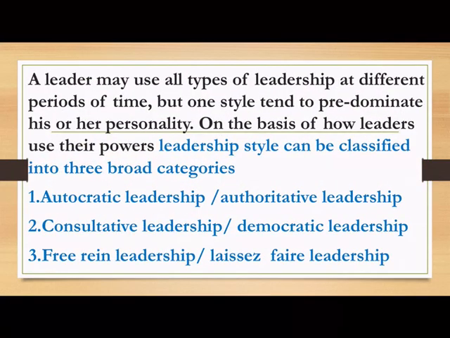A leader may use all types of leadership at different periods of time, but one style tends to predominate his or her personality. So on the basis of how leaders use their powers, leadership styles can be classified into 3 broad categories, that is autocratic leadership, also known as authoritative leadership. Then second is the consultative leadership, also known as the democratic leadership. And the third one is the free rein leadership, also known as the laissez-faire leadership.